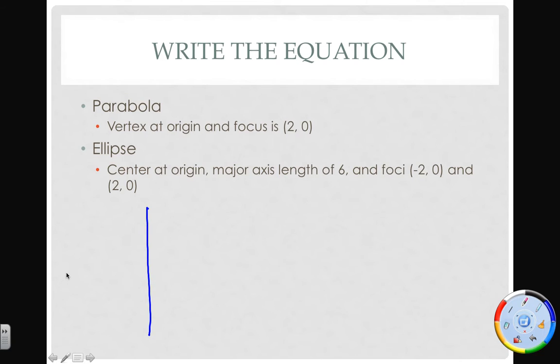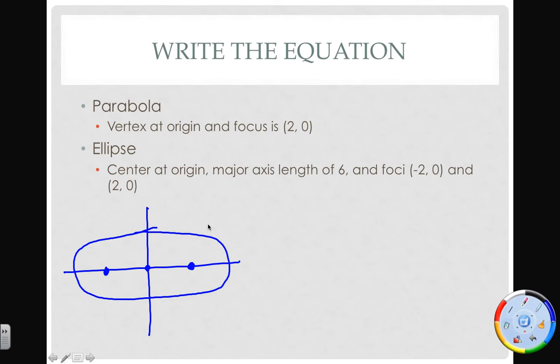I have this and this. I know I have a center at 0, 0. And I have a major axis length of 6, but that doesn't tell me which direction it lies. But the foci at negative 2, 0 and 2, 0 tell me that it has to lie like this. It has to be a short, fat ellipse, 2, negative 2.